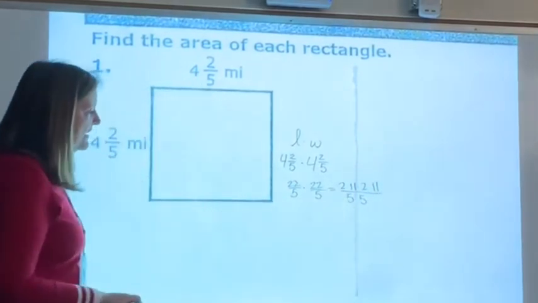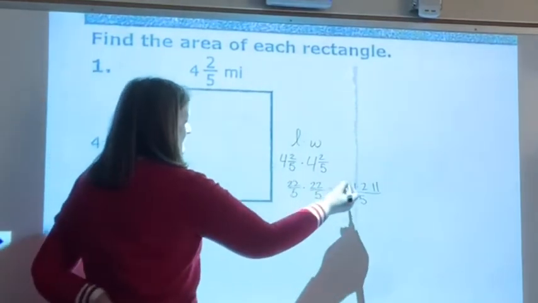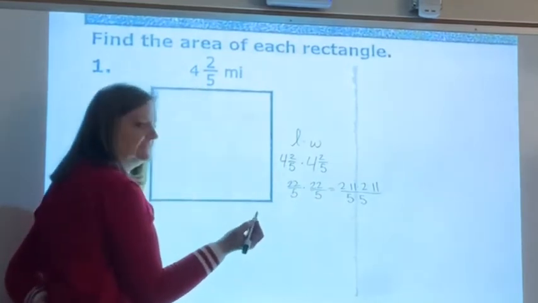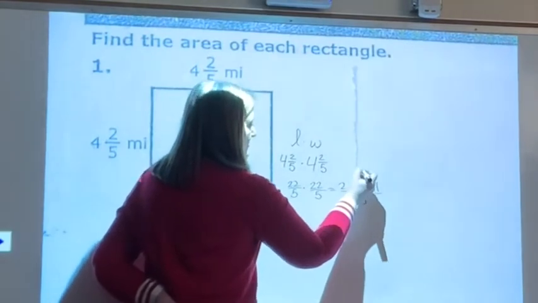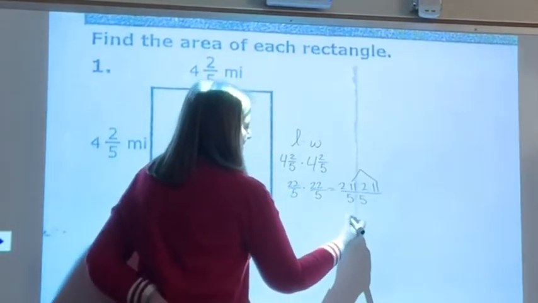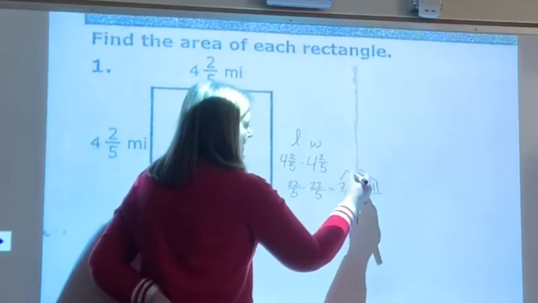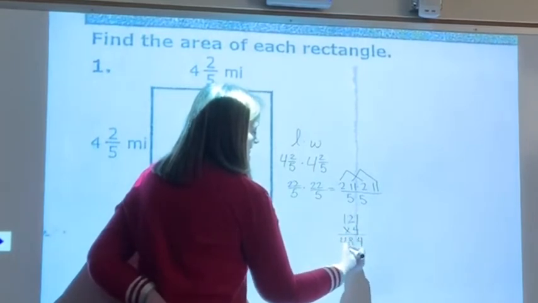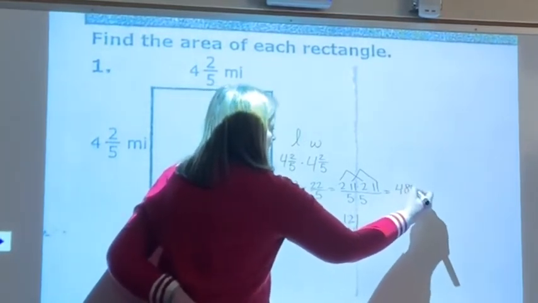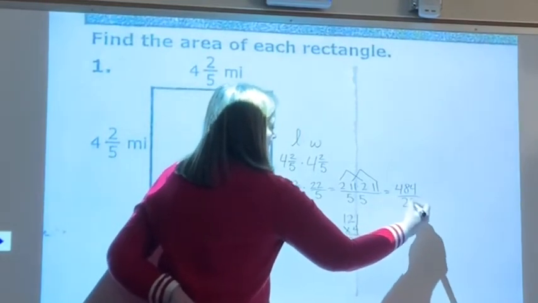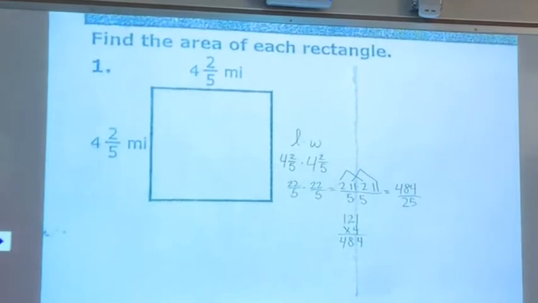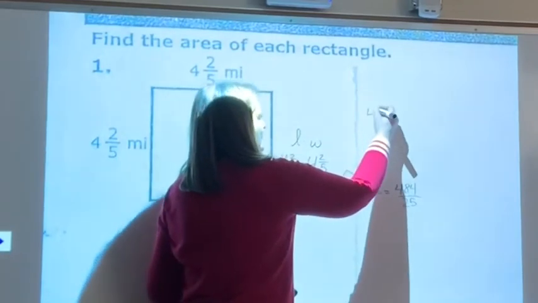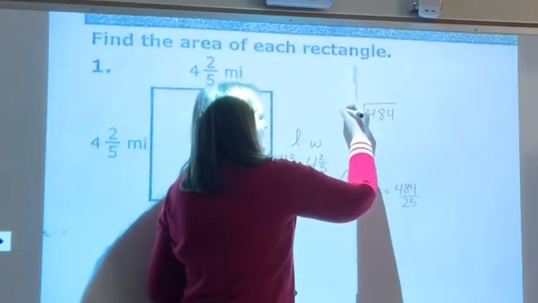We can't cross anything off, so we're going to just multiply straight across. Again, when we're multiplying to make it easier, we can multiply any of the ones that we want. I'm going to do 11 times 11 first. That's 121. And then I'm going to multiply it by 2 times 2, which is 4. So that's going to be 484. And 5 times 5 is 25. Now, when we get to this point, we have an improper fraction, and so we need to take and divide. So we've got 484 divided by 25.